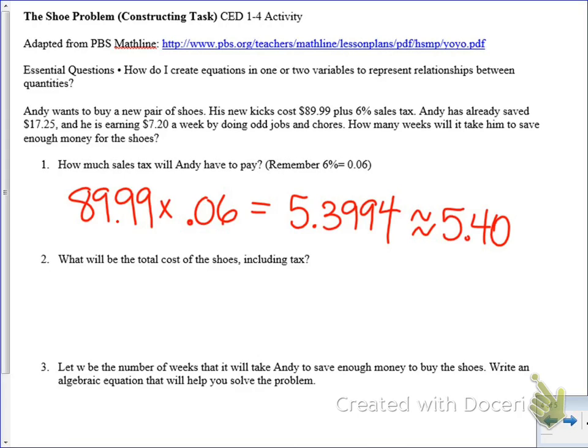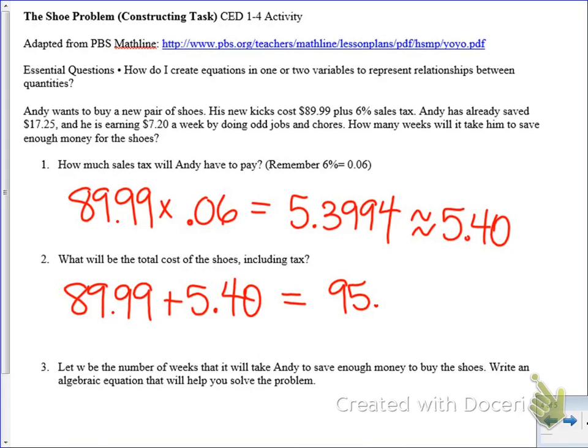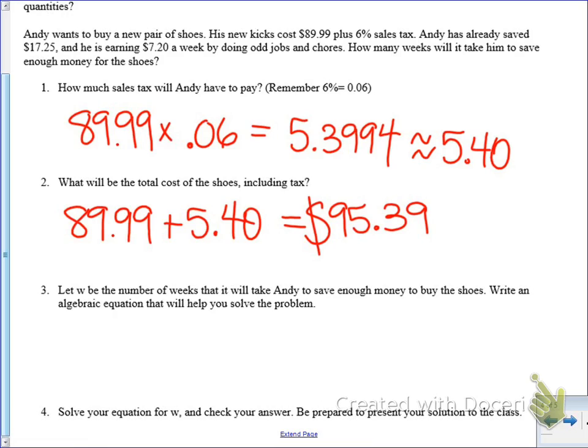Awesome. So now question number 2 is asking me the total cost of the shoes, including tax. So I need to add the price of the shoe and my sales tax. What do I end up with there? $95.39. That's quite a bit of money for a pair of shoes. Now let's go on to number 3.